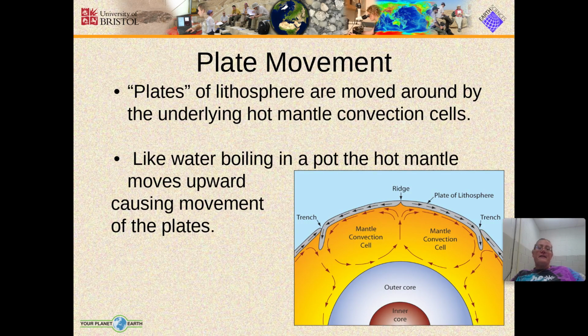The plates of the lithosphere are moved around by convection cells. So think about boiling water. The inner and outer core is extremely hot. And so the magma comes down here and gets heated up, like your water gets heated up by the bottom part of your stovetop. And then that part gets pushed up. And then that causes it to be moved. And then that causes the entire plate to move.